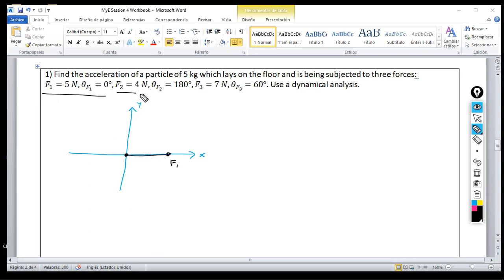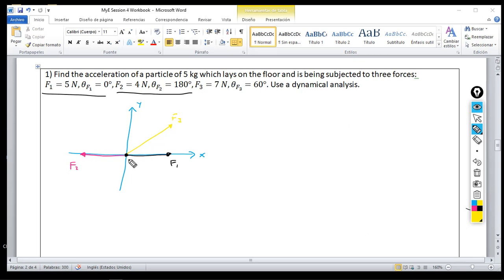And then F2 of 4 newtons at 180 degrees. I'm gonna do it in another color. This is F2, and it goes in this direction. And finally F3 of 7 newtons at 60 degrees, which is more or less over here. Okay, so these are the three forces acting on your particle.